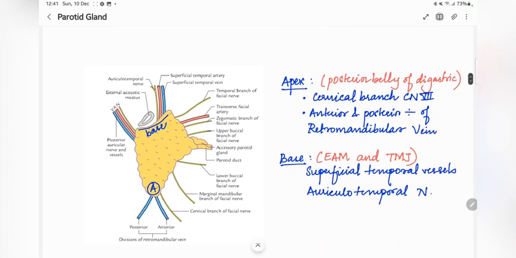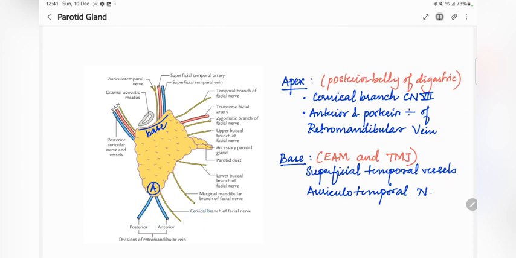Talking about each feature, the apex projects downwards, overlapping the posterior belly of the digastric muscle and the adjoining upper part of the carotid triangle. The two structures which emerge from the apex are the anterior and the posterior division of the retromandibular vein and the cervical branch of the facial nerve.